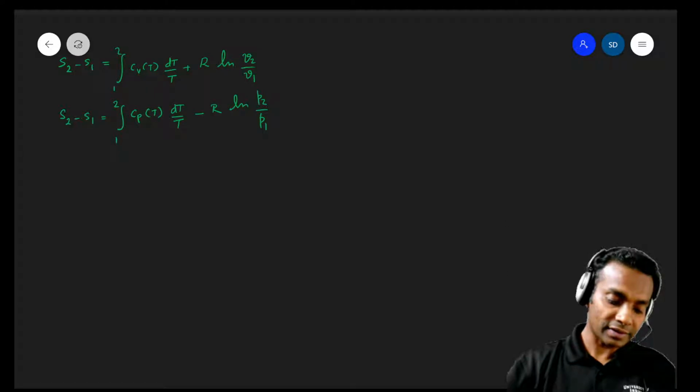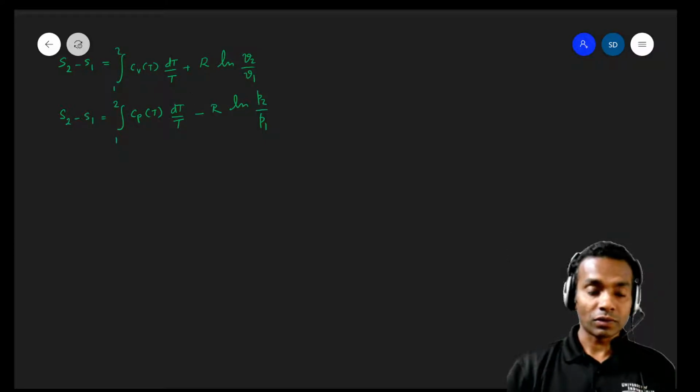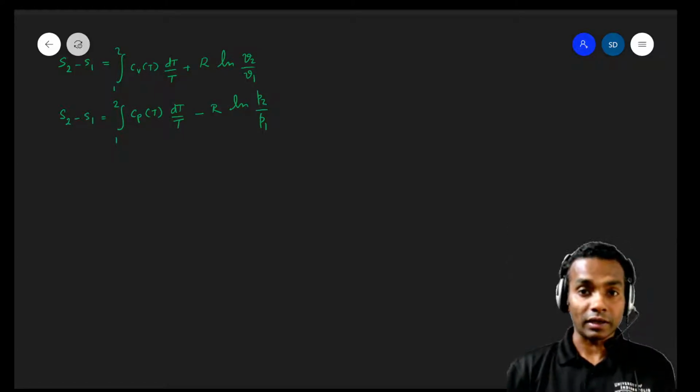In these equations, S is entropy, Cv is the specific heat at constant volume, R is the ideal gas constant, and V is specific volume. Here again, Cp is the specific heat at constant pressure, R is the ideal gas constant, and P is pressure. T in both equations refers to temperature in the Kelvin scale.